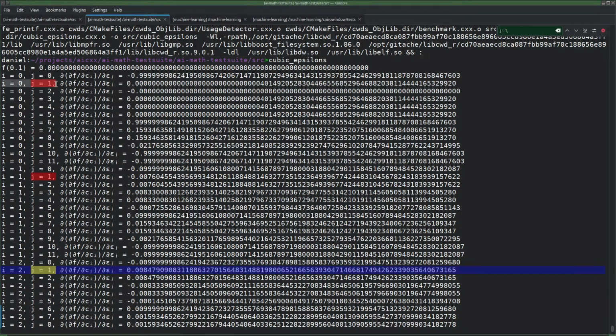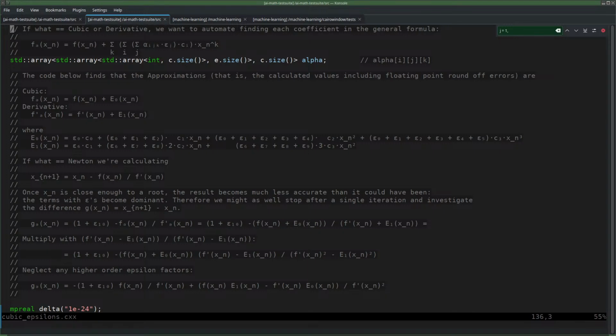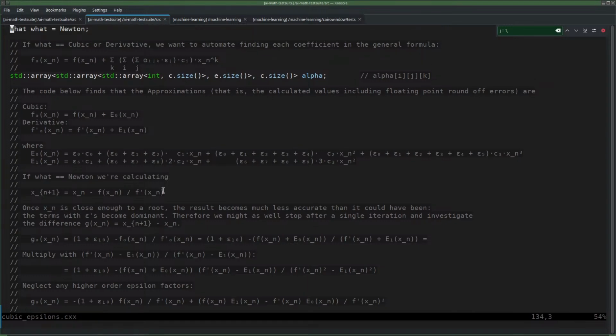it is I is 0, J is 1. We get 0. I is 0, that is C0. And J is 1, epsilon 1. Yeah. So the C0 term does not have a factor of epsilon 1. So the partial derivative with respect to C0 and then epsilon 1 is 0. That's correct.